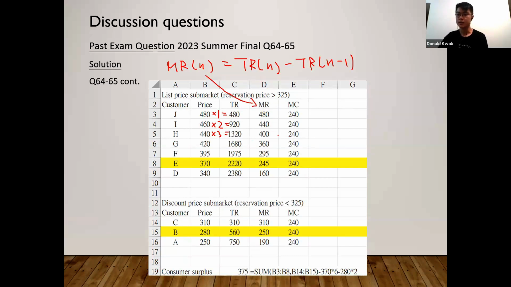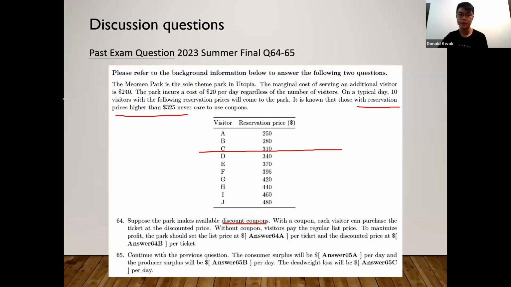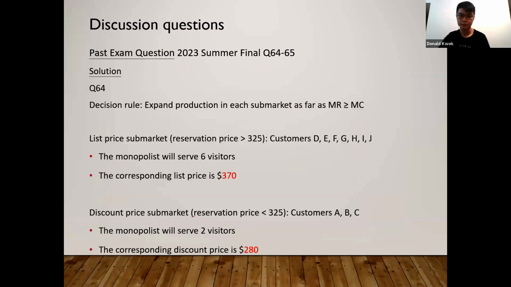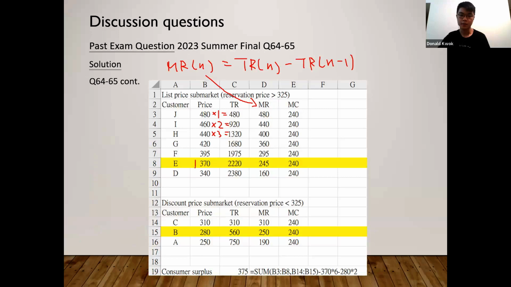And finally, marginal cost will be constant at $440 as mentioned in the question here. Now we are ready to apply the profit maximization condition, which is that the firm should expand production as far as the marginal revenue is greater than or equal to the marginal cost. As you can see, up to customer E, the marginal revenue is still greater than the marginal cost, but not for customer D. So it is profit maximizing to serve customers E to J in the list price submarket, 6 customers in total. All right, and the corresponding list price would be here, $370.